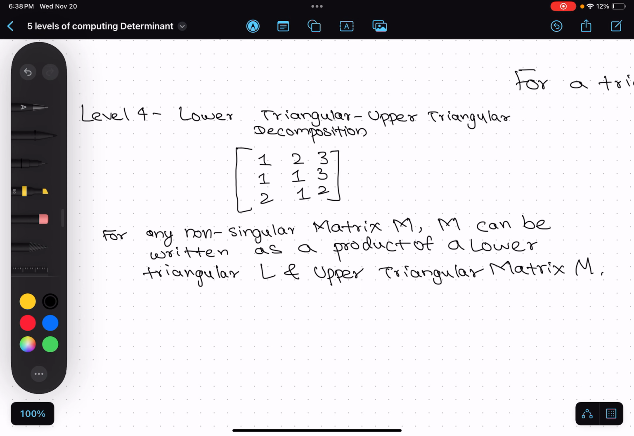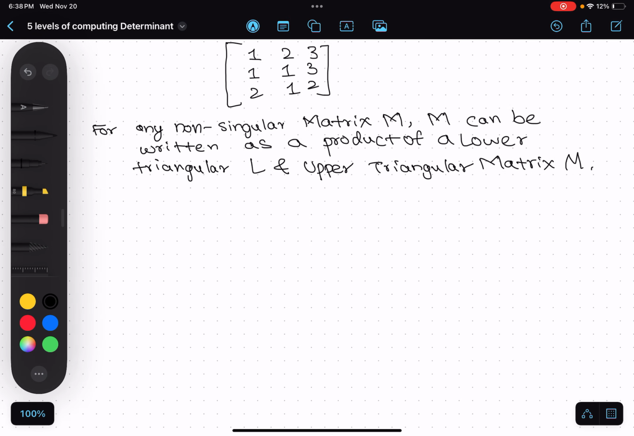That means, let's say for any matrix with entries A11, A22, A33, let's say M is this matrix and the determinant of M is not 0. That means if the determinant of M is not 0, then it's non-singular, right? Only if the determinant is 0 is the matrix singular.